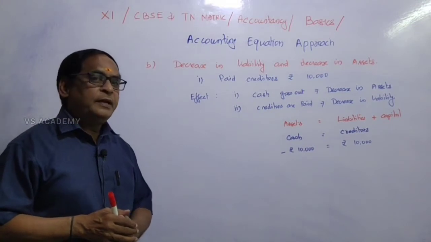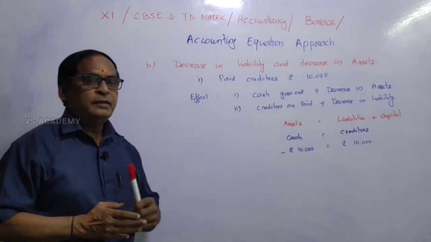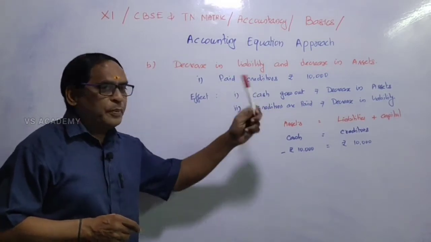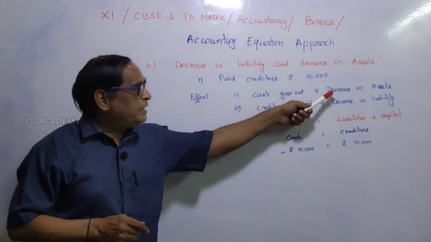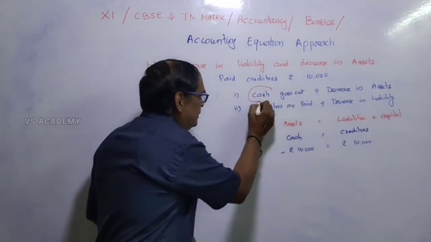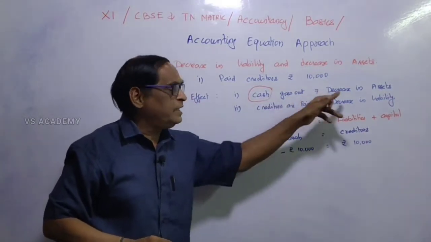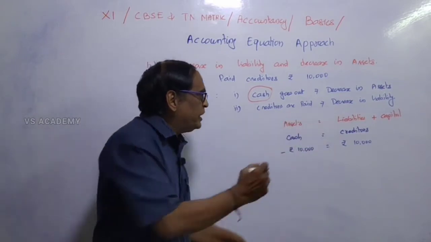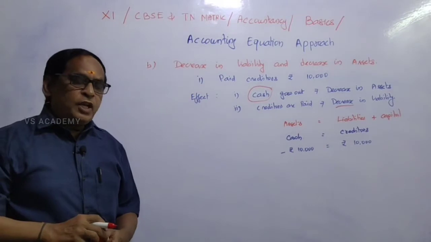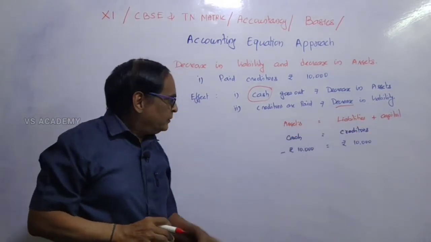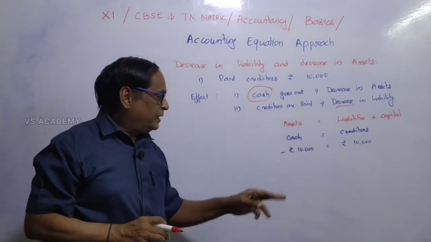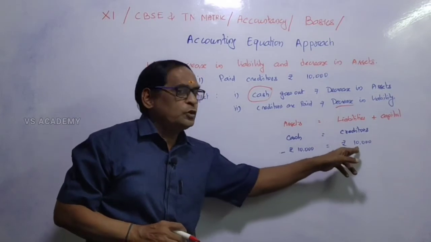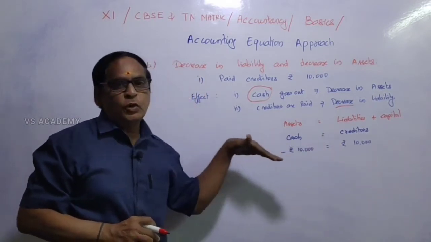In this case, decrease in liability and decrease in asset. For example, we paid creditors to the extent of rupees 10,000. If we pay, what will be the effect? Actually, cash goes out and creditors are paid. That means the cash going out is a decrease in asset because cash is an asset. So the value of asset, that means cash, is decreased. And then the creditors are paid, which means the liability has been decreased. What is the equation? Assets equal to liabilities plus capital. Cash is an asset. Creditor is a liability. Now cash has been reduced by rupees 10,000, whereas the creditors also have been reduced by 10,000 rupees. So it is an equal method.